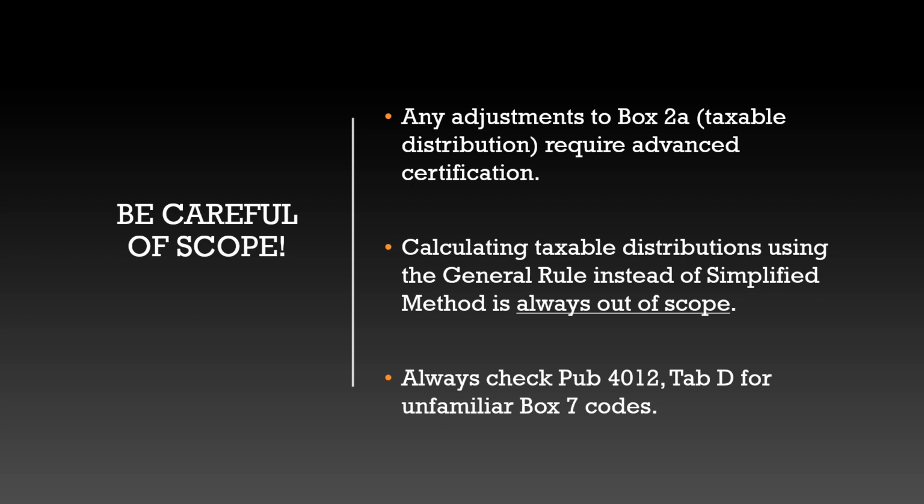And then always check in Publication 4012 and Tab D for any unfamiliar box 7 codes. There are more codes than what we covered today. We covered the main ones that are in scope for us, so there's some other codes that will be out of scope. So if you see anything in box 7 and you can't remember what that is, look it up in the 4012 and just make sure that it's in scope before we start the return.